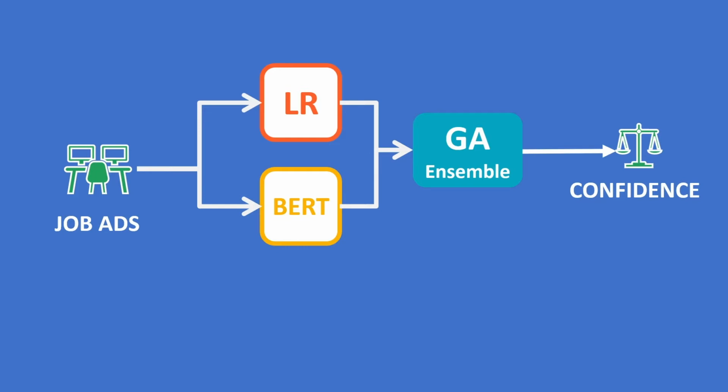And what does the genetic algorithm mean? In computer science and operations research, a genetic algorithm is a meta-heuristic inspired by the process of natural selection that belongs to the larger class of evolutionary algorithms. Genetic algorithms are commonly used to generate high-quality solutions to optimization and search problems by relying on biologically inspired operators such as mutation, crossover, and selection.